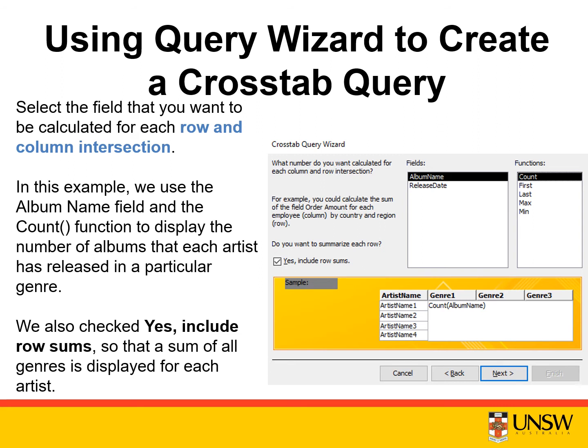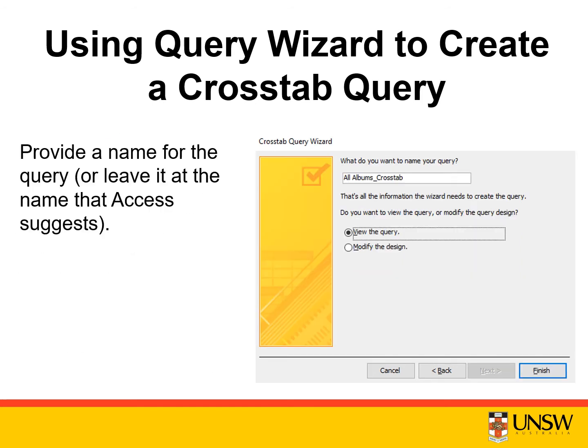Also, in order to see the sum of all genres for each artist, tick include row sums. In the last page of the wizard, type a name for your query and then specify whether you want to view the results or modify it in the query design.